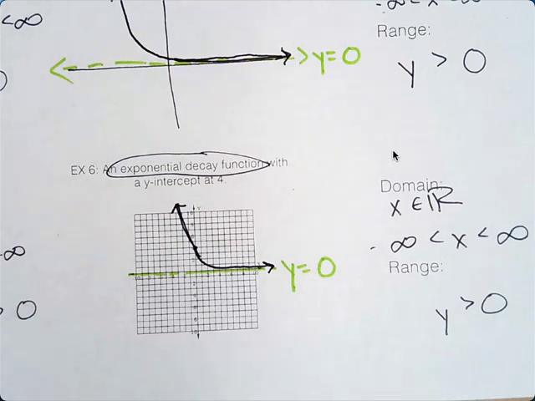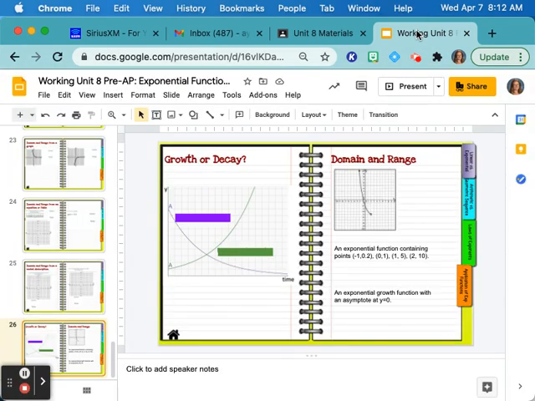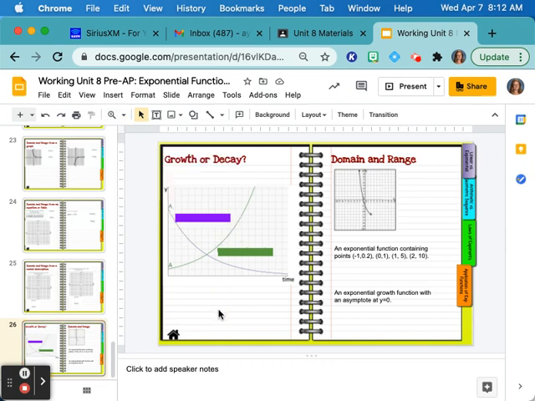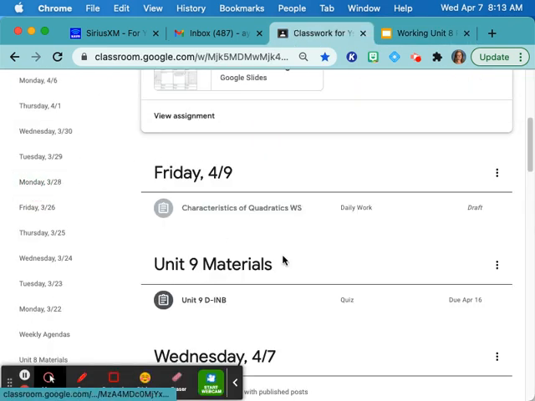We have one more slide in exponential functions. So let's look at that. So exponential growth or decay. Do y'all have this slide? These slides are, I think, from Monday.